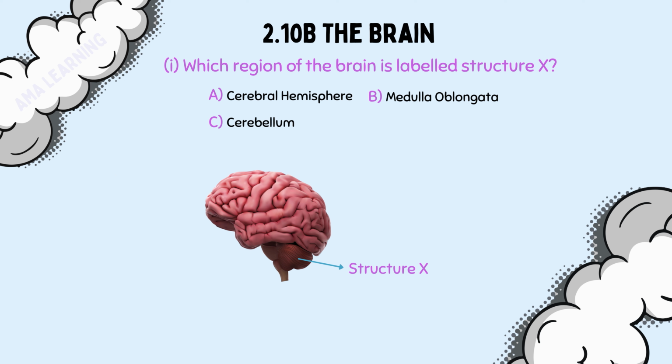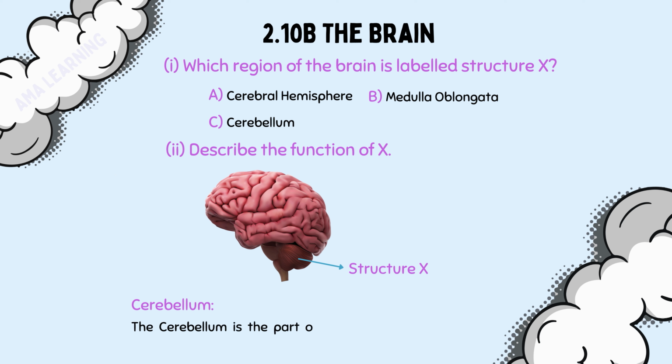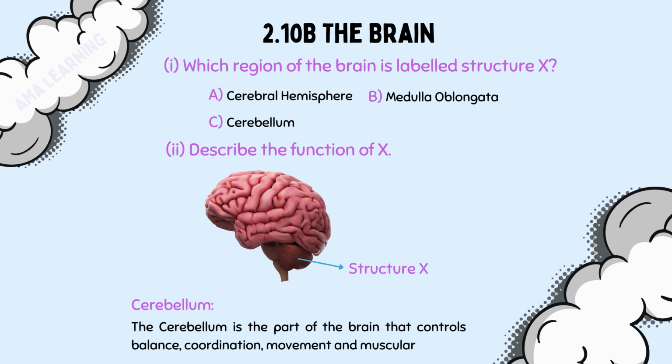In this question, we have been asked to label structure X and describe its function. From our previous learning, it is clear that structure X is in fact the cerebellum. The cerebellum is the part of the brain that controls balance, coordination, movement, and muscular activity.